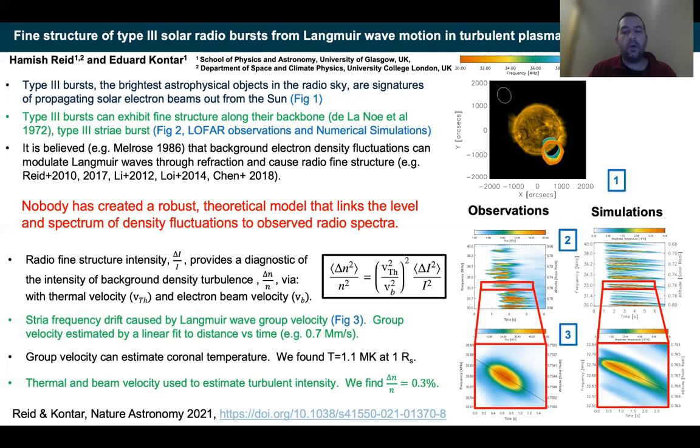And because we know as well the thermal velocity, and we can estimate the electron beam velocity from the whole type 3 burst, we then are able to use the radio fine structure to estimate the background density turbulence. And again, this is a new technique that you're able to use for the background density turbulence at altitudes where you don't have any other way of estimating this. So it's a really interesting find.